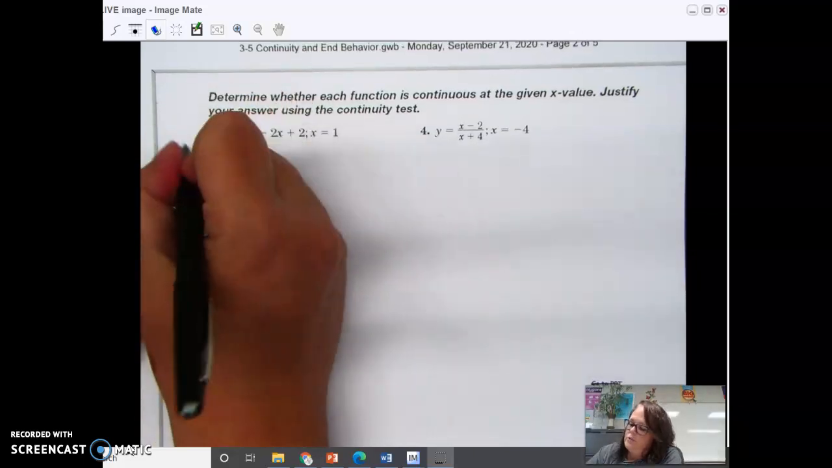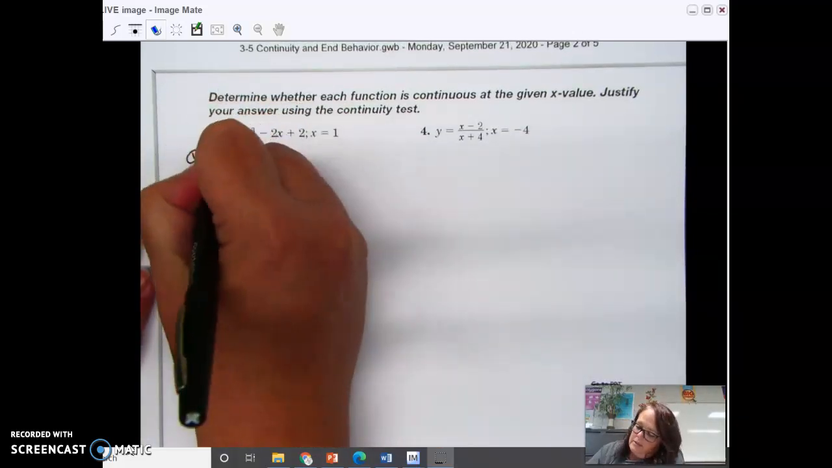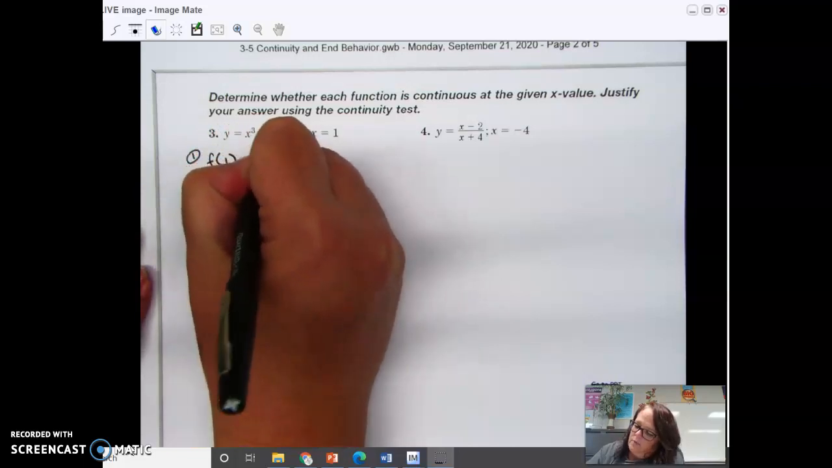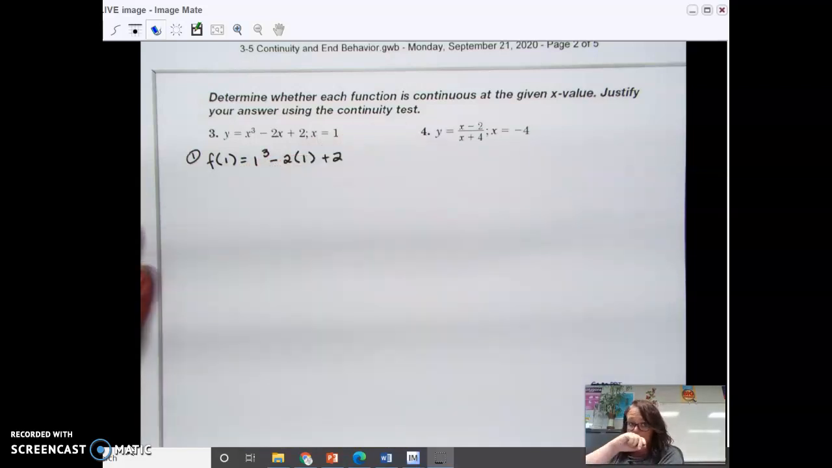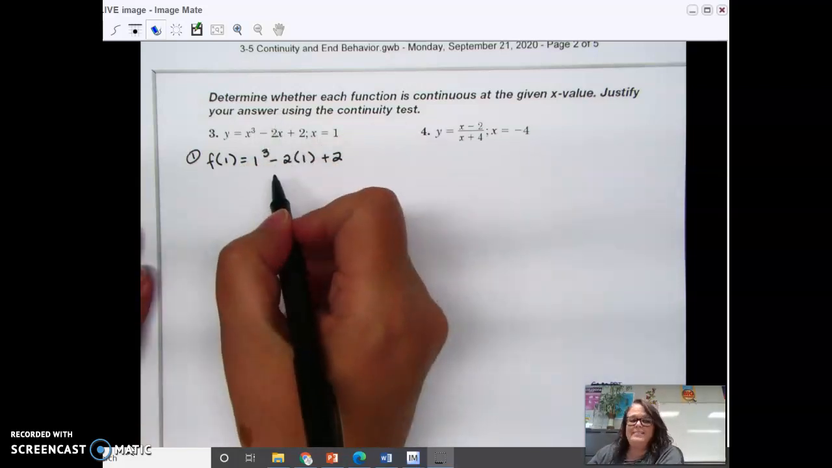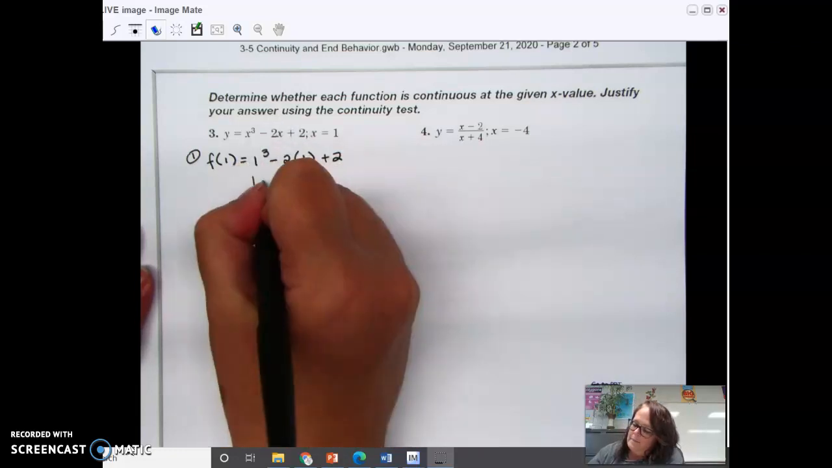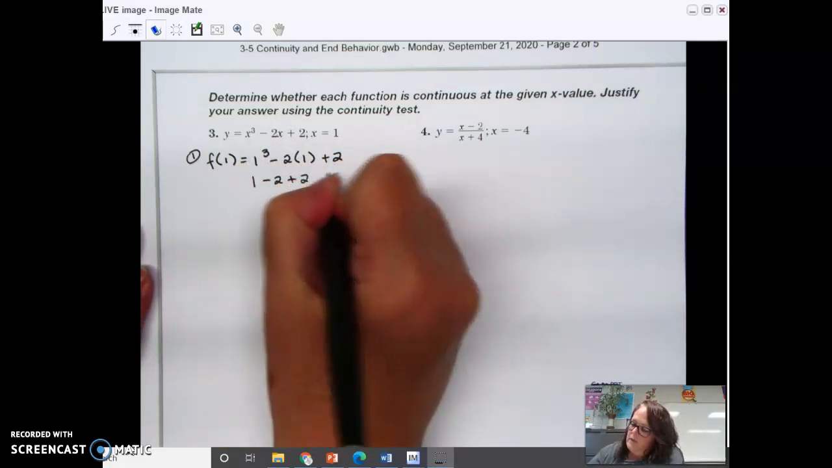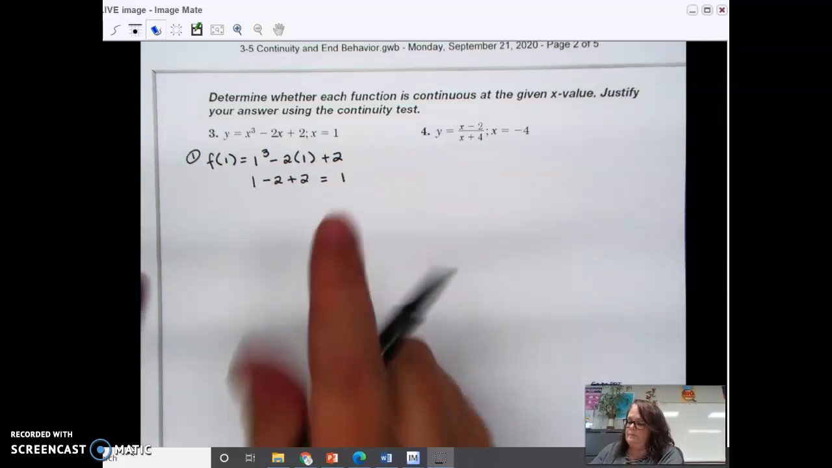If you remember, the first step is going to be to substitute x is equal to 1 into the function. So f of 1 is going to be 1 cubed minus 2 times 1 plus 2. You could plug that into your calculator, or you can work this out. I've got 1 minus 2 plus 2, and so that's going to give me 1. So 1 is my y value.